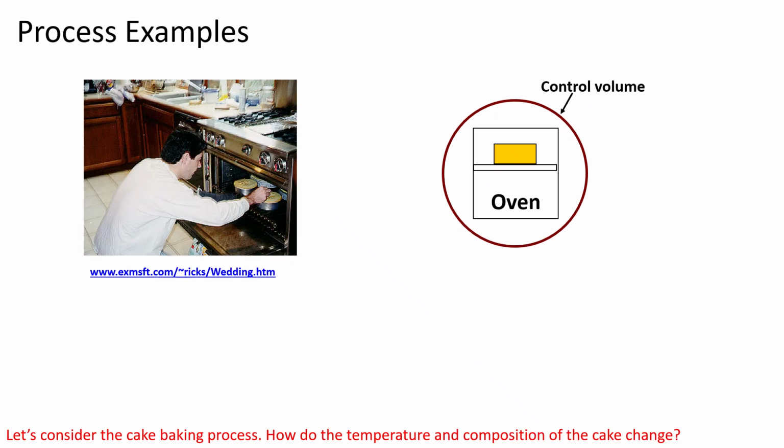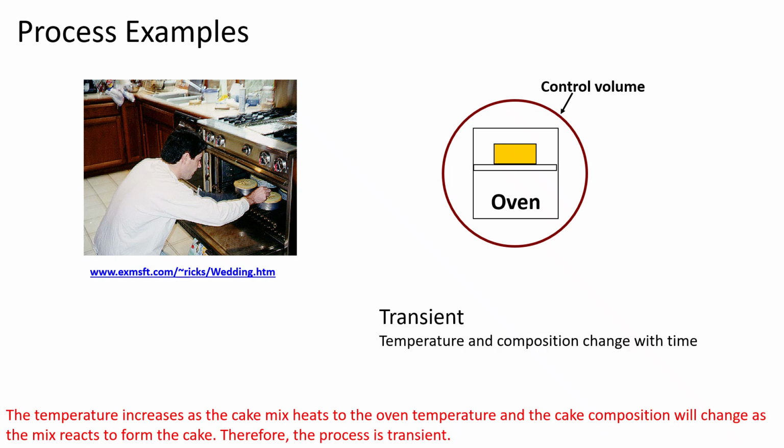Let's consider the cake baking process. How do the temperature and composition of the cake change? The temperature increases as the cake mix heats to the oven temperature, and the cake composition will change as the mix reacts to form the cake. Therefore, the process is transient.